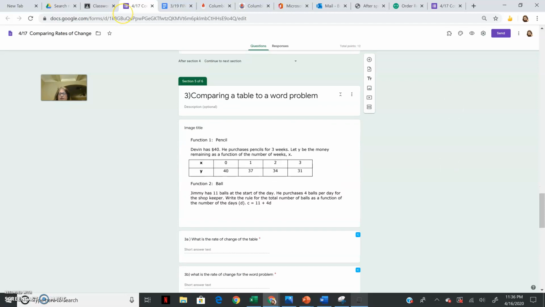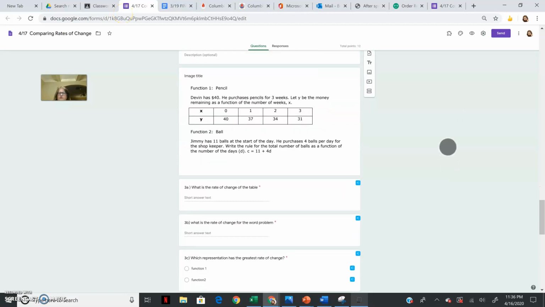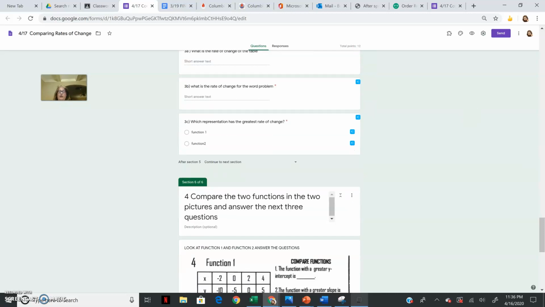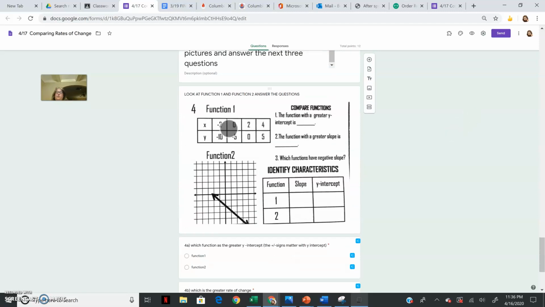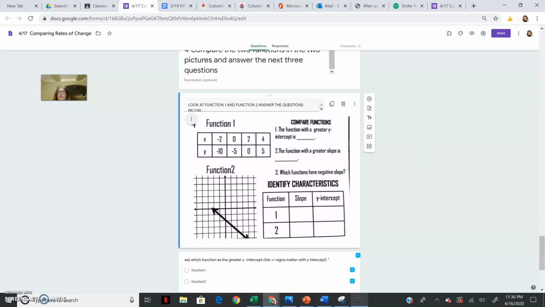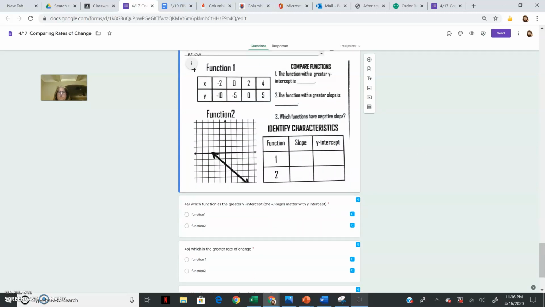Okay, and then, so I'll renumber all these. So this one, you're comparing the table to the word problem with the equation in it, and you're telling me which one has a greater rate of change, or what's the rate of change for the table, the word problem, and then which one is greater. And then number 4, you've got function 1 and function 2. And then you will answer the following questions, which has the greater y-intercept.